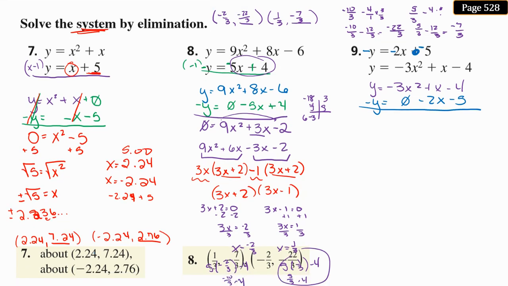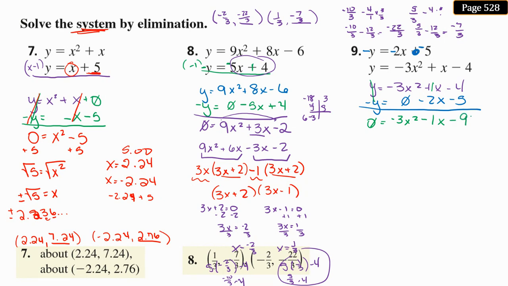And then we're going to combine those. Once we combine those, y minus y is 0. Negative 3x squared minus 2 is negative 3x squared. A positive 1x and a negative 2x is a negative 1x. And a negative 4 and a negative 5 is a negative 9.